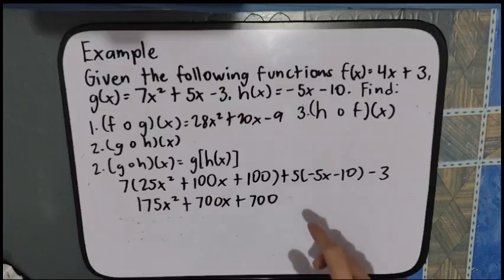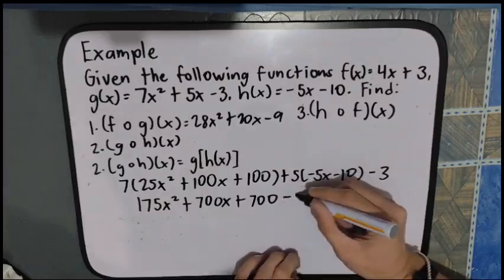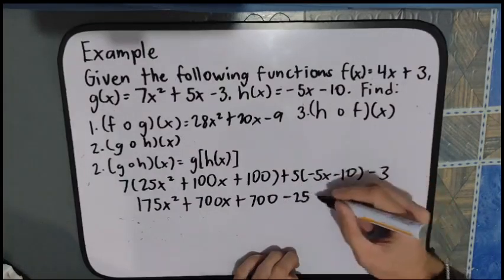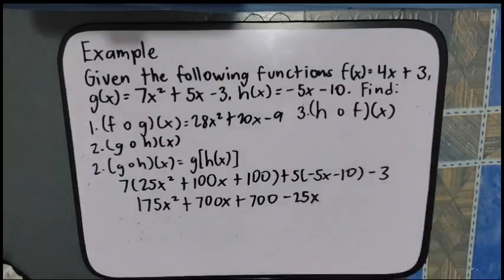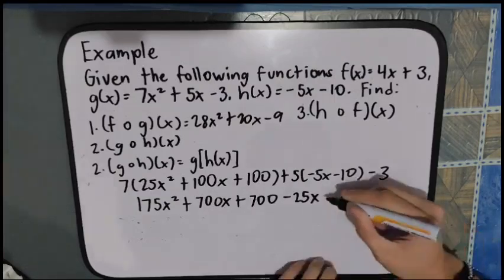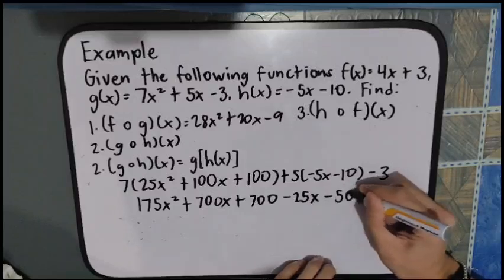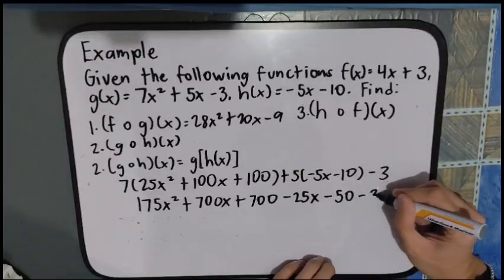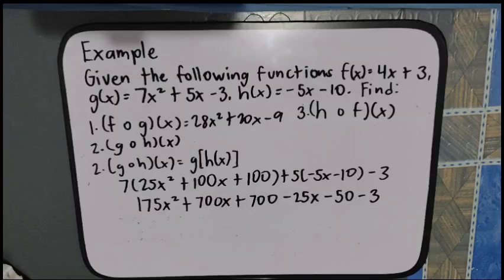Next, we have 5 times negative 5. 5 times negative 5, we have the answer of negative 25. Then copy the variable x. So negative 25x. Then 5 times negative 10, we have the answer of negative 50. Then copy negative 3. So now we're going to arrange and then combine like terms.